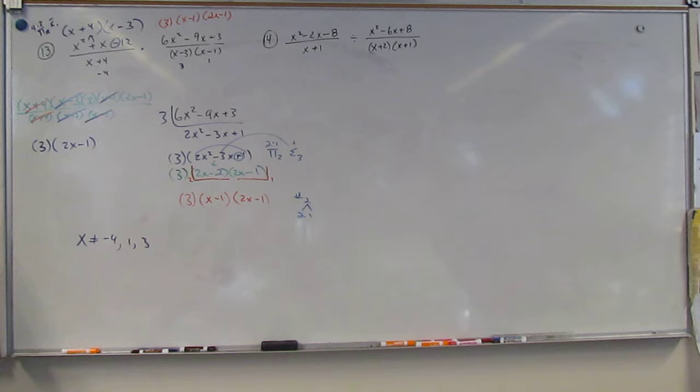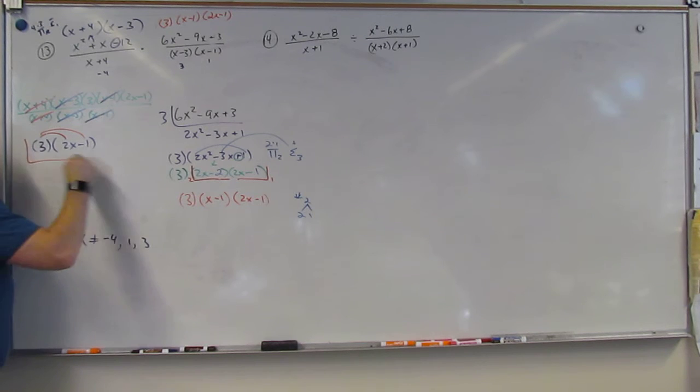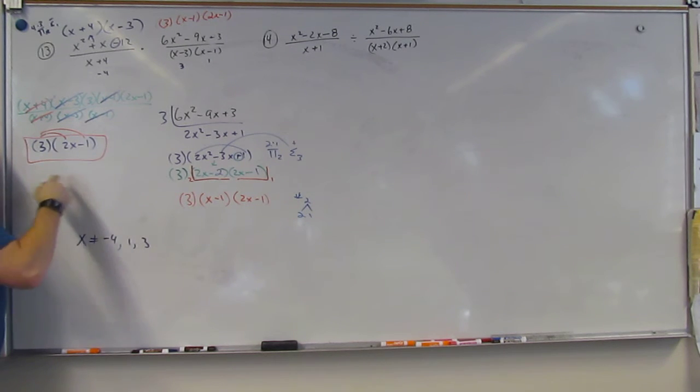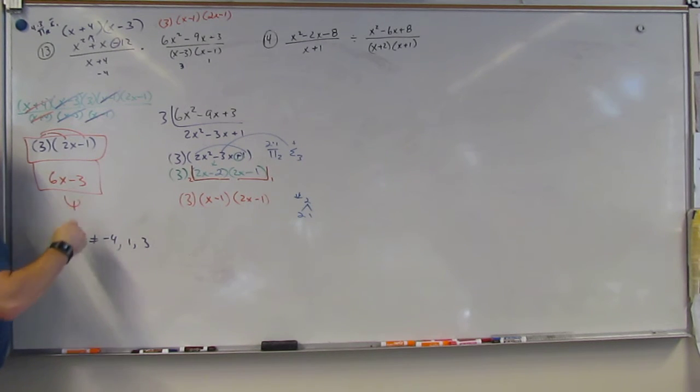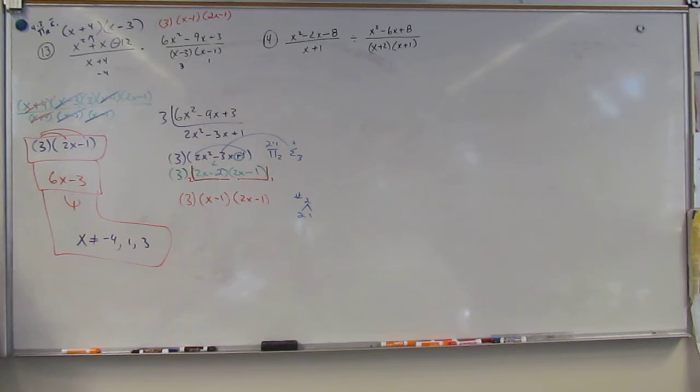And then the way that the book usually has you do this is they want you to put it back together. So this is one answer, and then you give me the next answer, which is 6x minus 3. Whereas x cannot be negative 4, 1, and 3. Just stop it. Okay? Questions?